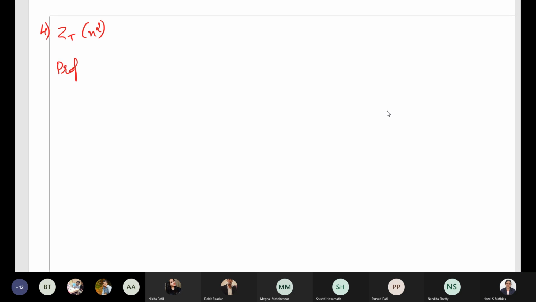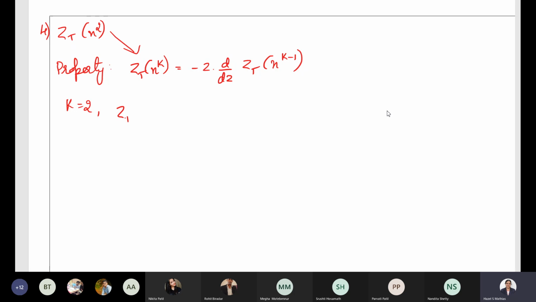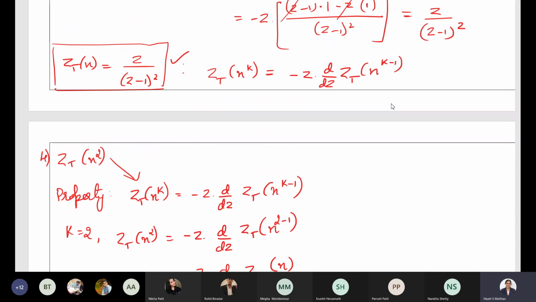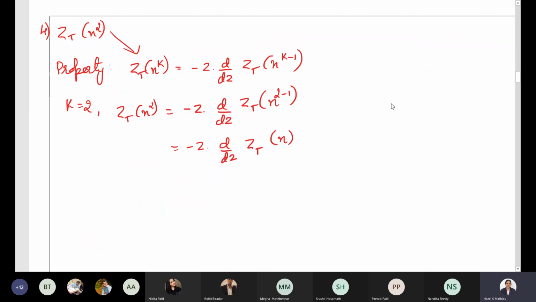What is that property? Z transform of n power k is equal to minus z into d by dz of z transform of n power k minus 1. When you compare, here k is equal to 2. So what will be zt of n square? It will be minus z into d by dz of zt of n power k minus 1, so n power 2 minus 1, which is n. And we have found zt of n. What is zt of n? Z by z minus 1 whole square. So substitute over here. On substituting we get minus z into d by dz of z by z minus 1 whole square. Am I correct?